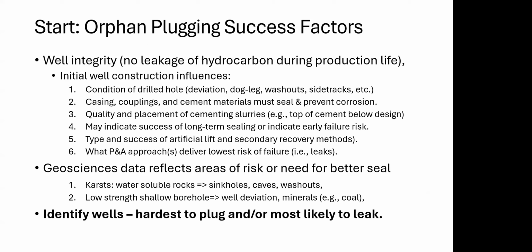So let's start with orphan plugging success factors. And there you go, right down the list, the condition of the drilled hole. You look in there, you see a lot of deviation, a lot of dog legs, washouts, side tracks, milling. There's a lot of things. You look for that, and those are early indicators of places that may develop leaks.